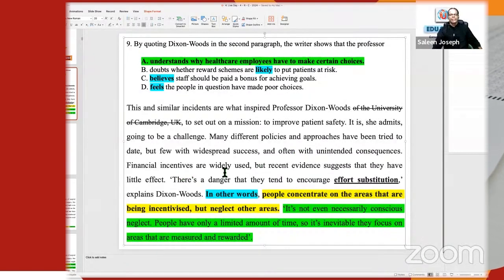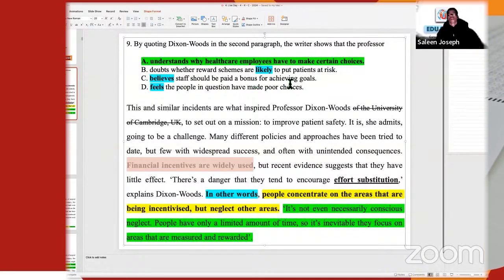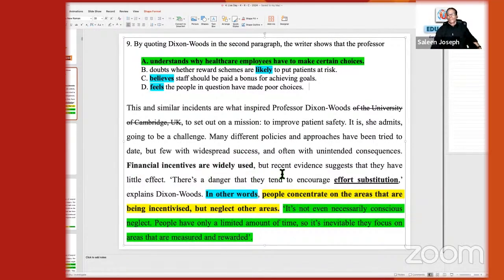Okay, financial incentives are widely used. In the option they are saying, believe staff should be paid a bonus for achieving goals. Widely used. Here, the option says, believe staff should be paid a bonus for achieving goals. But they are saying incentives, bonuses are widely used, but recent evidence suggests that they have little effect. Little effect doesn't mean no effect at all. No, not negative. Little means some effect.